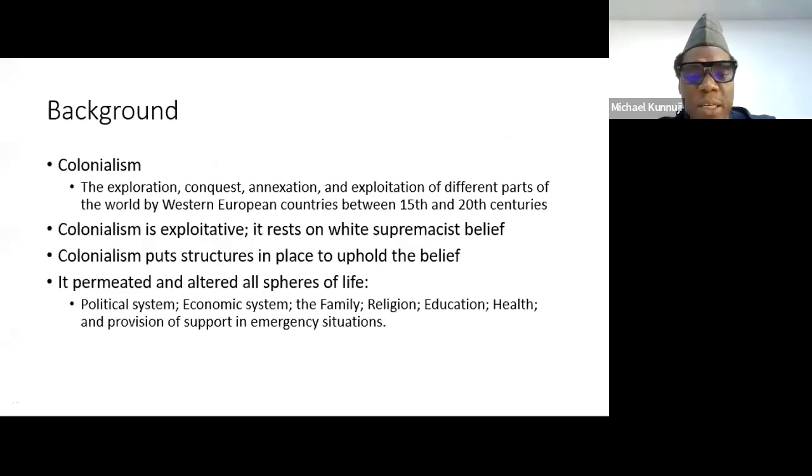So I assume that we are all familiar with the conquest, the annexation, and the exploitation of different parts of the world by Western European powers between the 15th and 20th centuries as a historical reality. Colonialism itself rests on the belief in white supremacy, and it establishes and upholds that belief through structures in the different institutions, in the different spheres of society. And it does not spare any sphere of life, from political systems to family life and to the provision of aid in emergency contexts. Next slide, please.